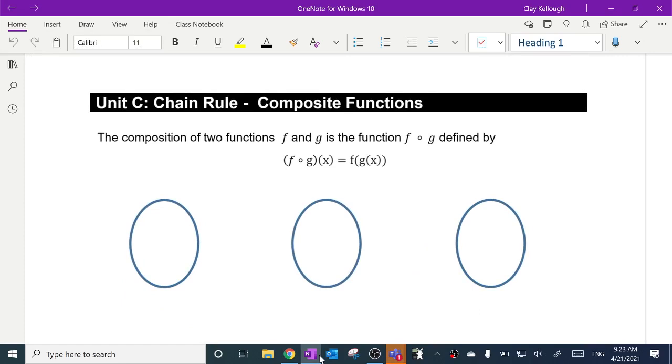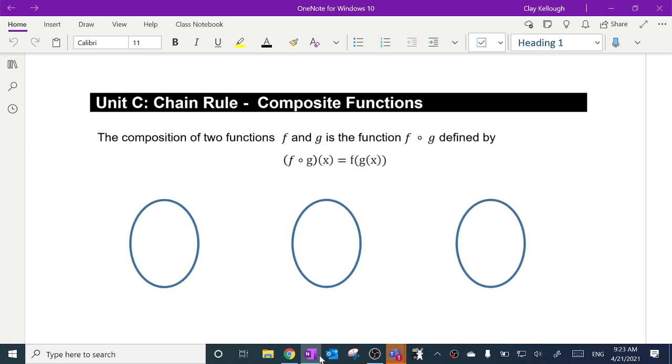The notation here is if you see f, and then it looks like a degree symbol. It looks like a little o when you write it, but it's actually like degrees. f of g of x is how you read this. You literally read this as f of g of x. In other words, put the g of x function into the f of x function.